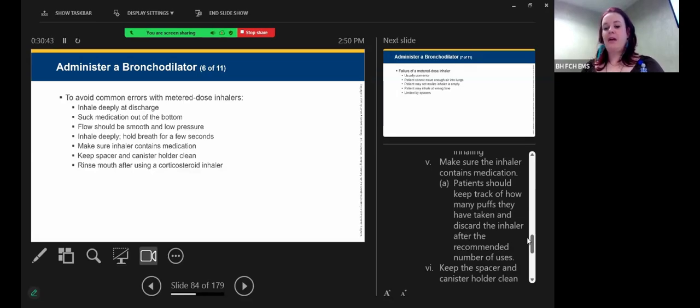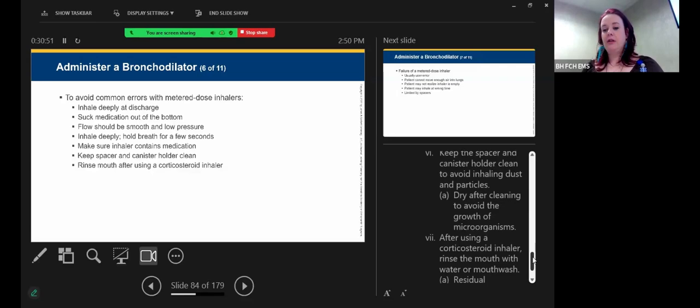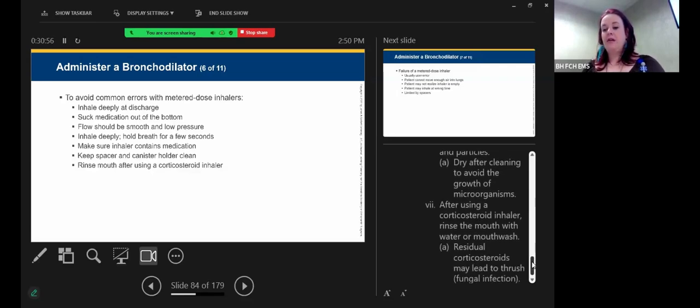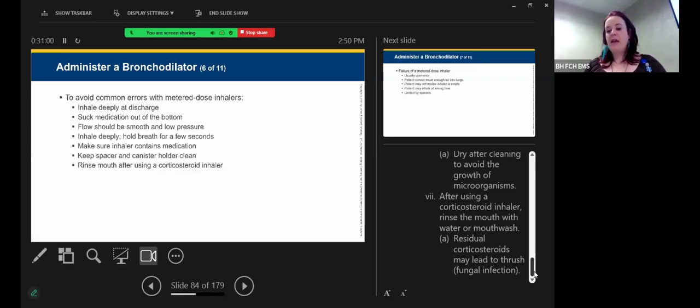Patients should keep track of how many puffs they have taken and discard their inhaler after the recommended number of uses. Keep the spacer and canister holder clean to avoid inhaling dust and particles. Dry after cleaning to avoid the growth of microorganisms. After using a corticosteroid inhaler, rinse the mouth with water or mouthwash. Residual corticosteroids may lead to thrush.